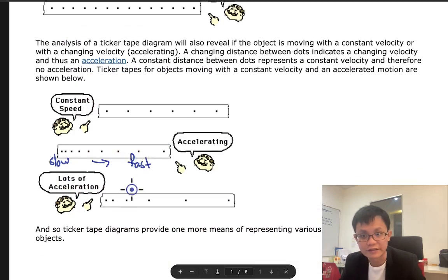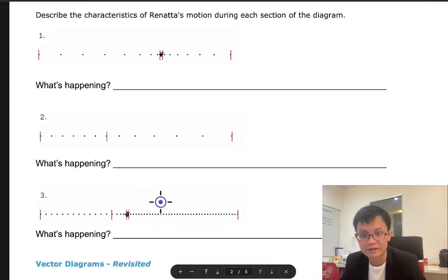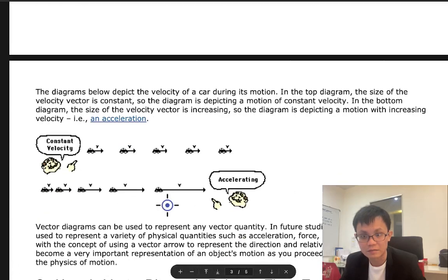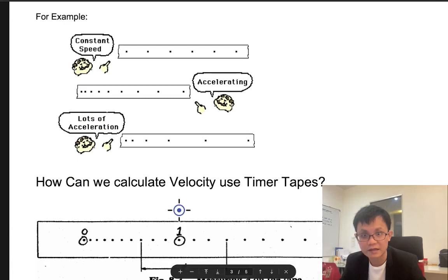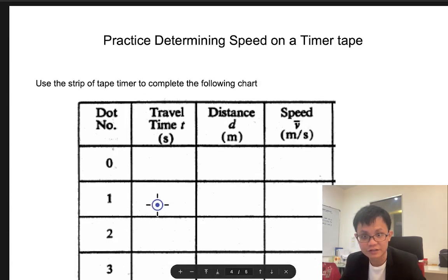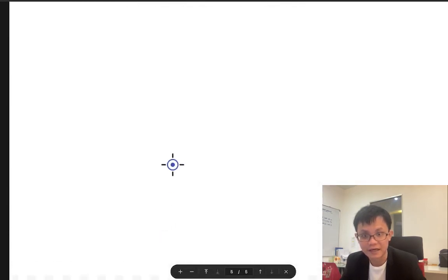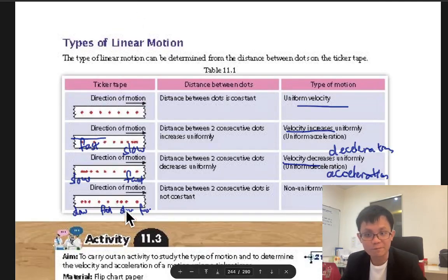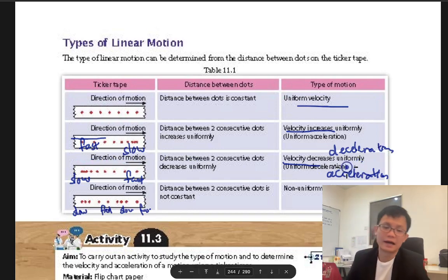Let's look at these notes again. Lots of acceleration. How about deceleration? He didn't put deceleration. Anyway, yeah, he didn't put deceleration. So again, fast to slow is deceleration. So that is why there's some mistake. The book put uniform.